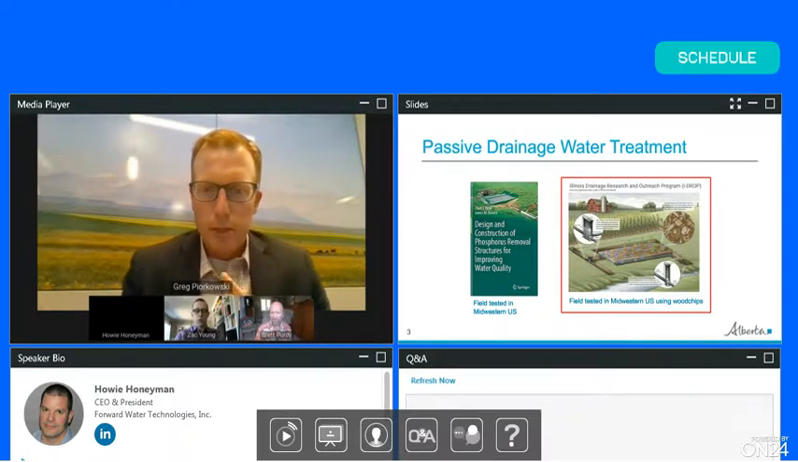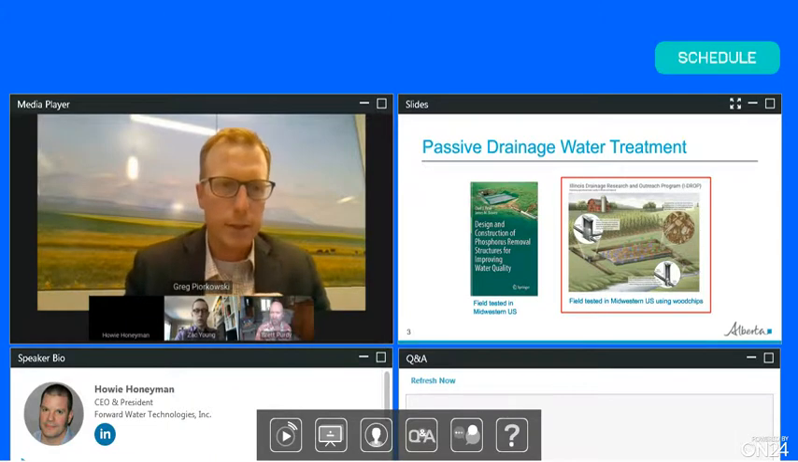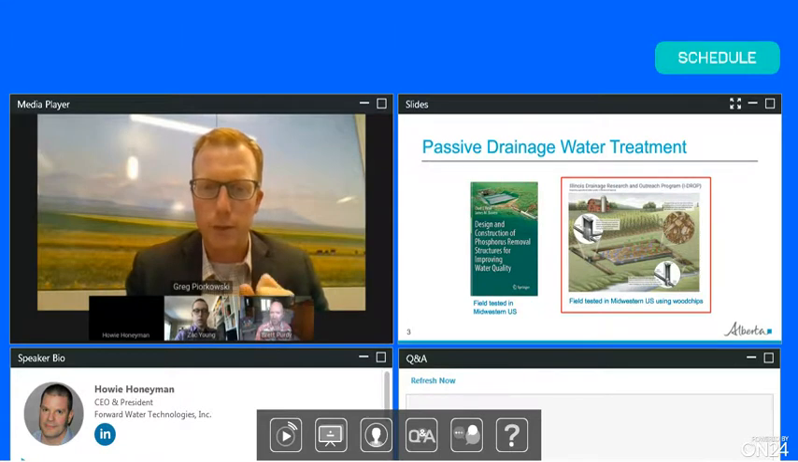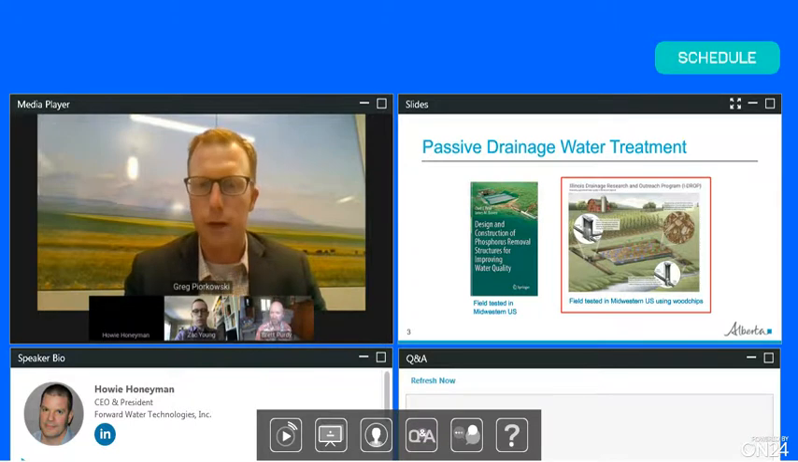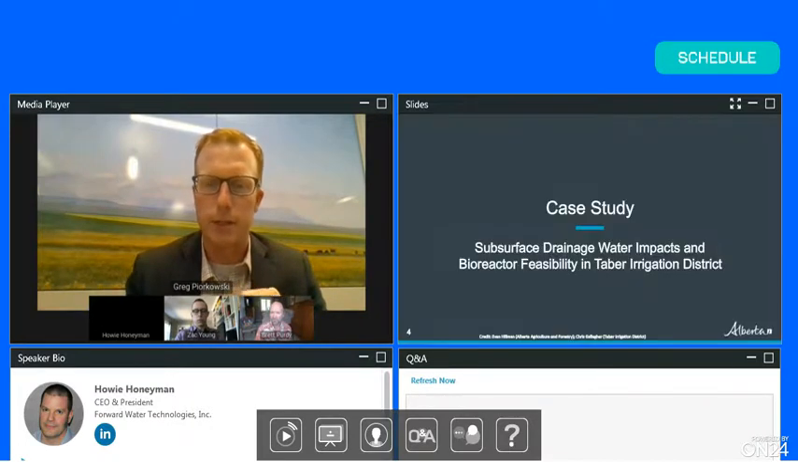Much of the research in the literature for these two methods has come from the Midwestern U.S., and they've come up with some guidance. This diagram shows conceptually what a bioreactor is. We divert some of the drainage, in this case from a subsurface drain, into a trench filled with high-carbon organic material. While the water goes through that material, the nitrate gets converted through denitrification into nitrogen gas, and that's how it gets removed. Then the clean water goes to a receiving system.